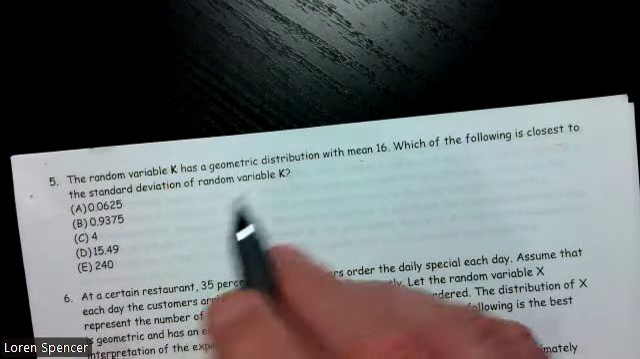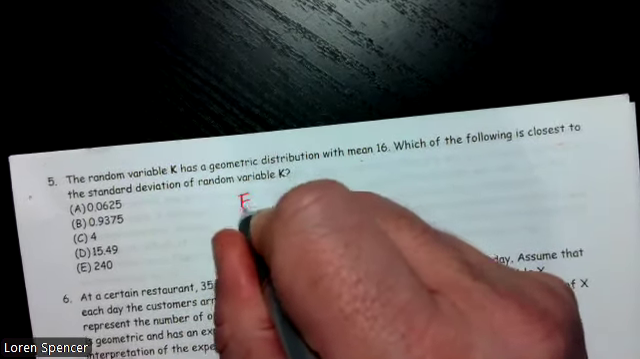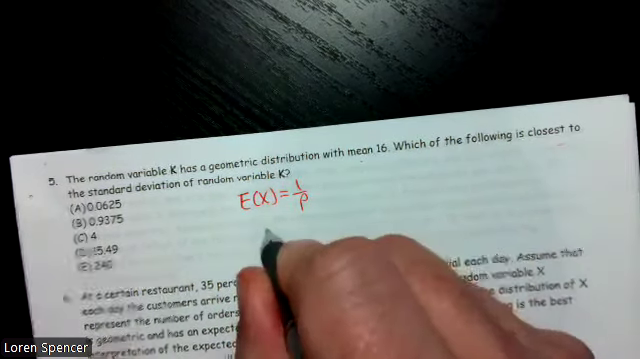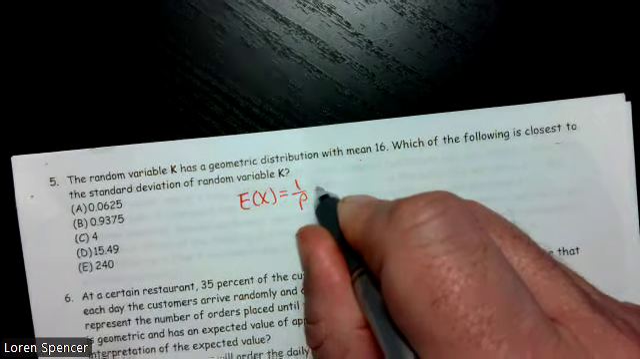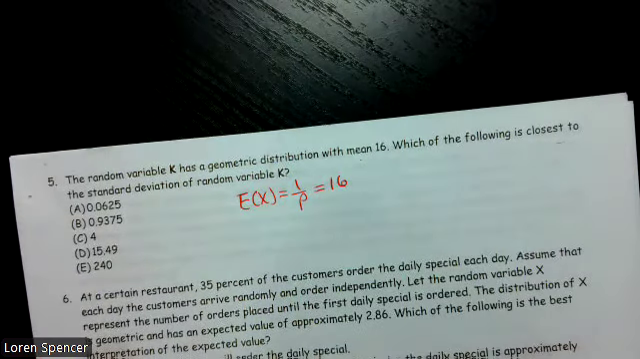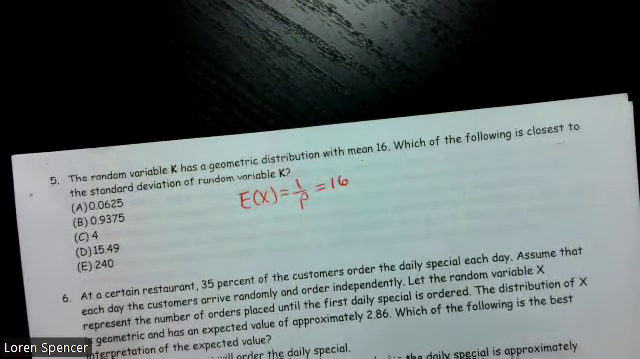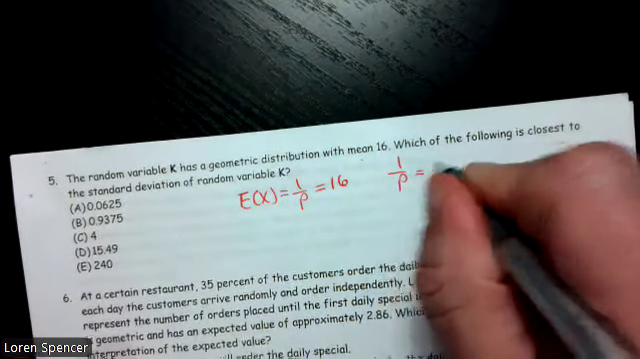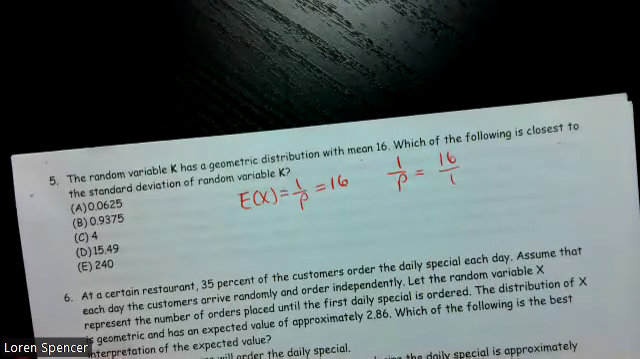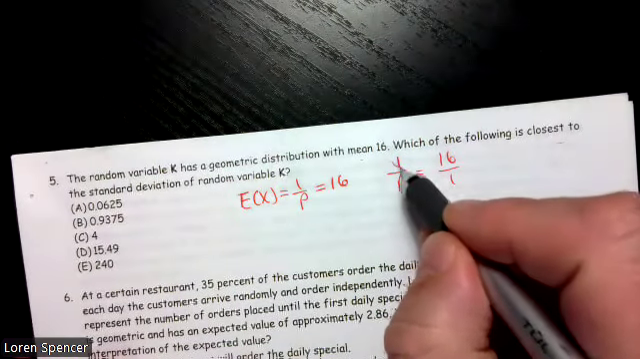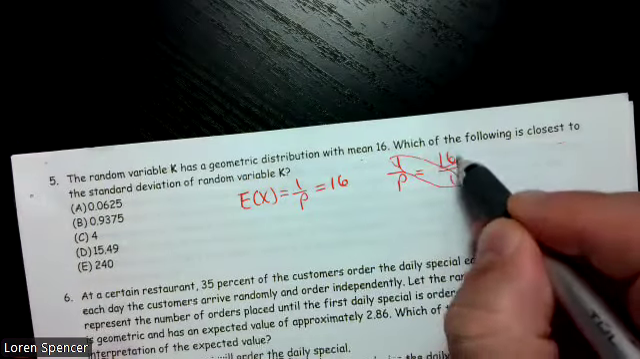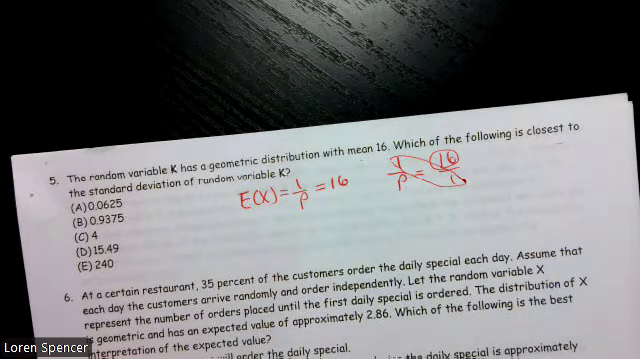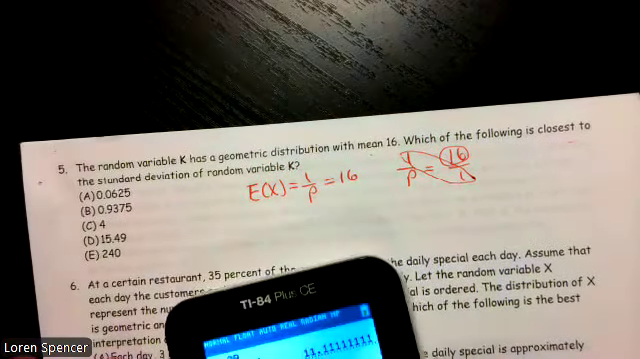So that means I have to do some work. Remember, the expected value is 1 over p. They're telling me 1 over p equals 16, so I need to solve for p. 1 over p would equal 16 over 1, at which point I can go, oh, I'm dividing by 16. So let's do that, and then we can find out what p is.